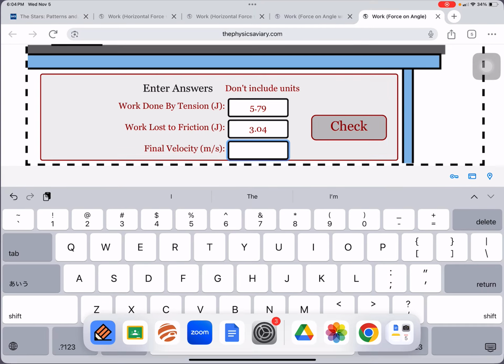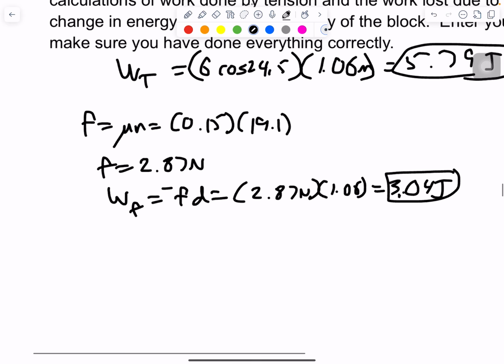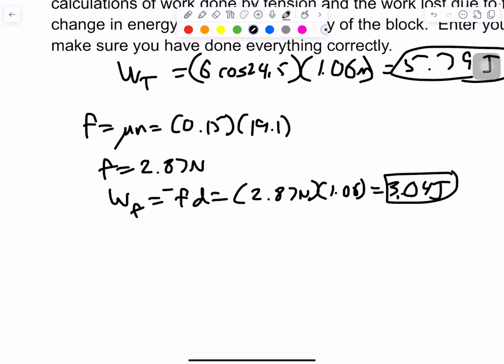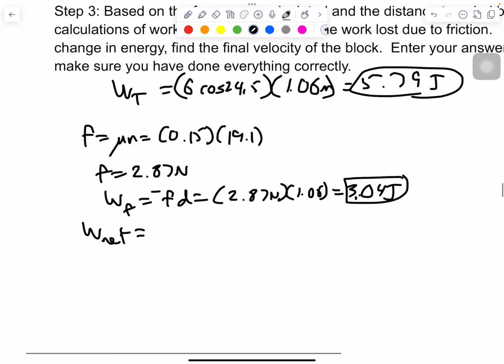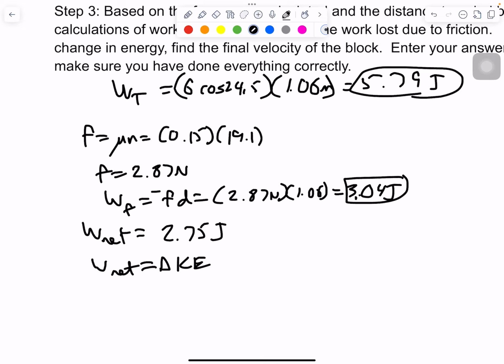Okay, final velocity. To do that, we have to find the net work first. So the net work is going to be the difference in your works, okay? 5.79 in my case, minus 3.04. So the net work is 2.75 joules. And the net work is equal to a change in kinetic energy, which, since you start from rest, is just equal to the final kinetic energy. So the net work is equal to 1/2 mv squared.